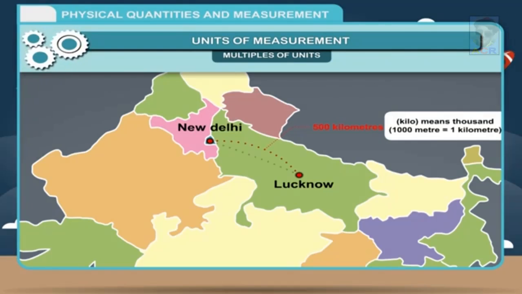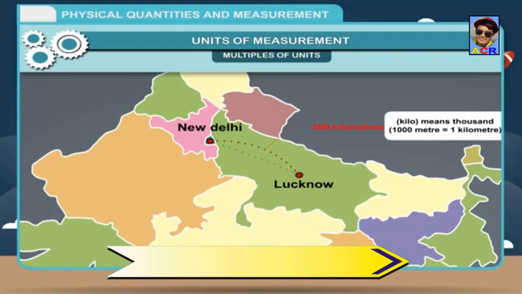The higher units are called multiples of units. Multiples are the factors used to create larger forms of units.